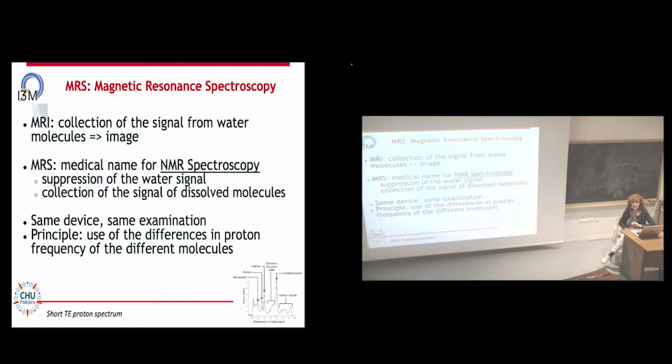Then the last modality for MRI is spectroscopy. The principle of MRI, in fact, is to analyze the signal from water molecules, and with spectroscopy, the opposite. You suppress the water signal and you analyze the signal of other molecules. It's very easy because it's the same device, the same examination as the other modalities in MRI, but you really have the analysis of the metabolism of the organs.